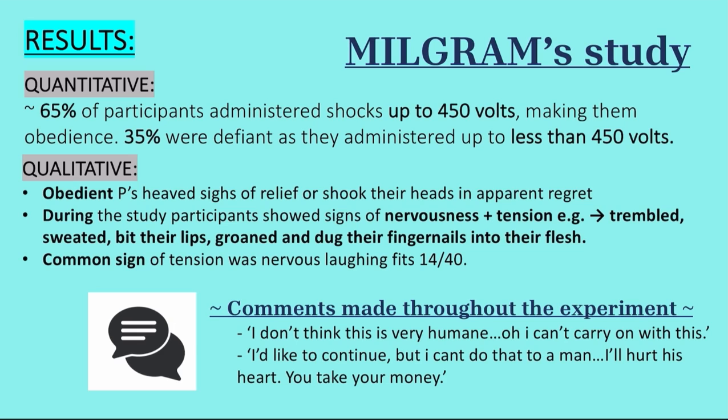The results were that 65% of participants administered shocks up to 450 volts, making them obedient. 35% were defiant as they administered up to less than 450 volts. Now, the qualitative data is very valuable in this study because it showed how difficult it was for them to obey the authority figure because it truly went against their morals. The obedient participants heaved sighs of relief or shook their heads.